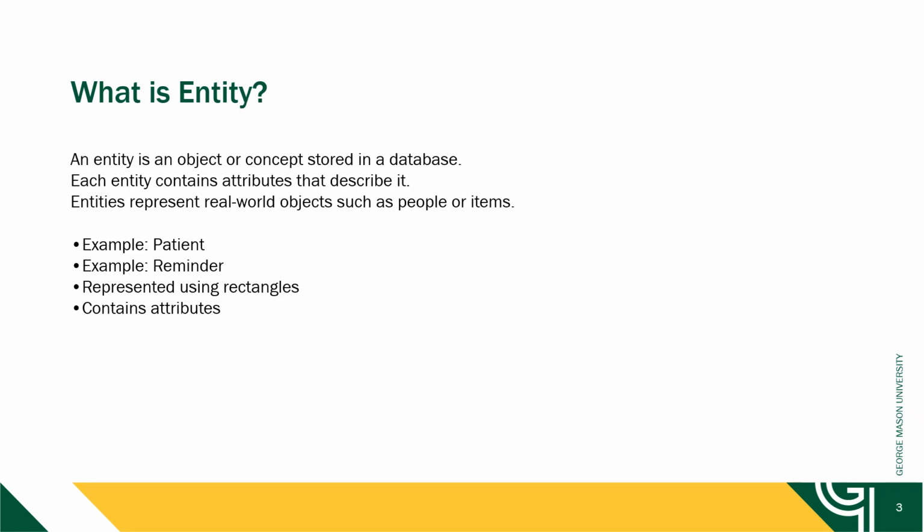So, what is an entity? An entity is a real world object or concept about which we want to store information. In an ER diagram, entities are represented as rectangles, and each entity has attributes that describe it. For example, in our assignment, a patient is an entity because the physician office needs to store information about each patient. Similarly, reminder is an entity because the office needs to store the subject, body, and the ID of each reminder message. So, entities help us to break the system into meaningful components.